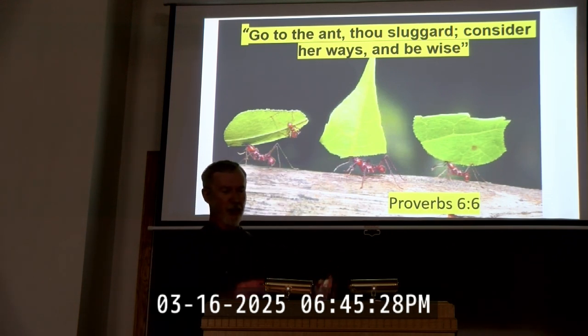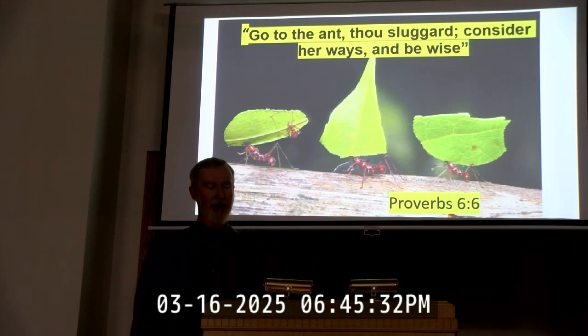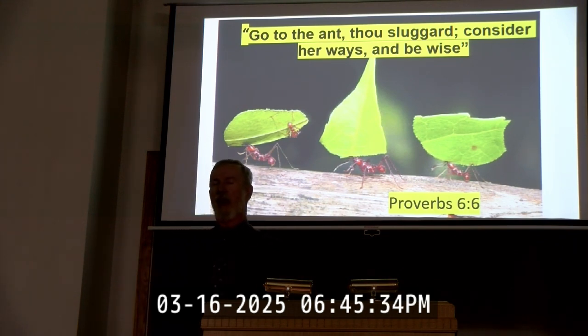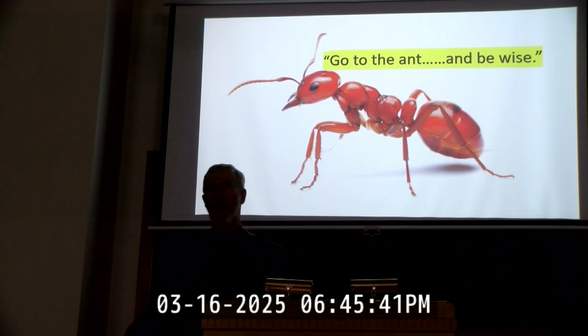Time is the hero of the evolutionary story. And of course, we know that God created all things in the beginning in six days of creation, and the ants were in that group of organisms. And so we're going to go to the ant and be wise.